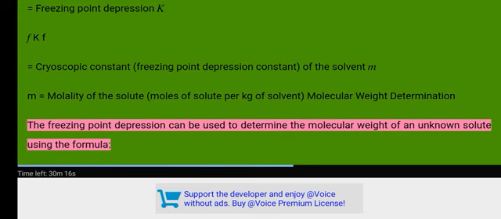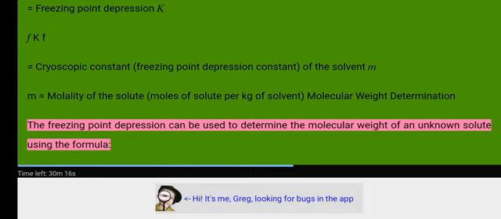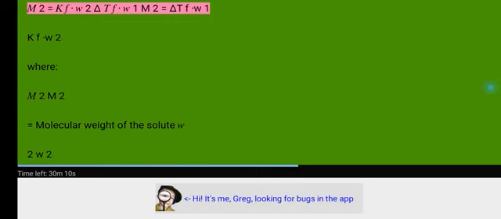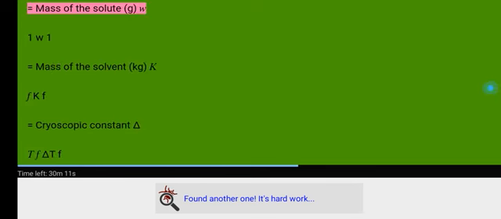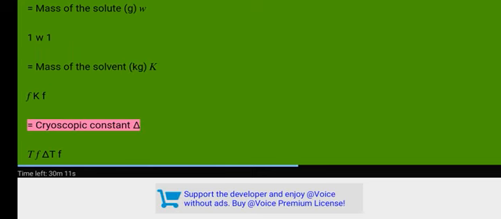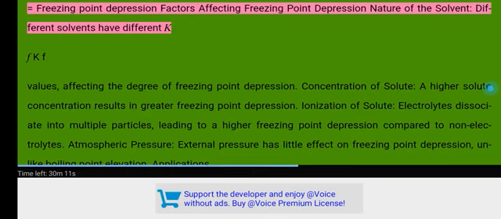The freezing point depression can be used to determine the molecular weight of an unknown solute using the formula M2 equals Kf times W2 divided by delta Tf times W1, where M2 equals molecular weight of the solute, W2 equals mass of the solute in grams, W1 equals mass of the solvent in kilograms, Kf equals cryoscopic constant, and delta Tf equals freezing point depression.